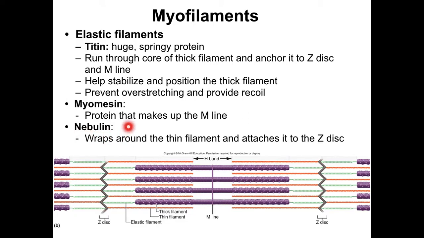We also have nebulin. Nebulin is the protein that attaches the thin filament to the Z disc. So it's going to hook the thin filament to the Z disc. These are all very important proteins. They're not nearly as abundant as thick and thin filaments, but they are what hold the thick and thin filaments together.